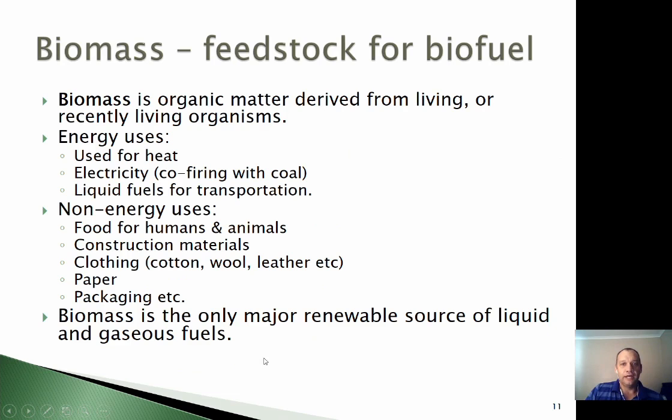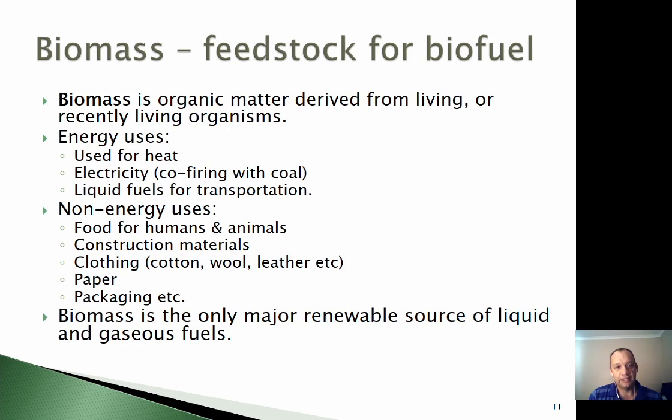So what is this biomass? The feedstock of our biofuels. Biomass is an organic matter derived from living or recently living organisms. Mostly we will talk about lignocellulosic biomass, in other words, plant biomass, during this course, but it can be some other feedstocks that are from biological material as well. They're of course not only used for biofuels, they have uses in energy.